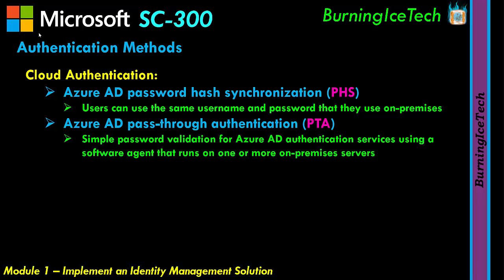So the simple password validation for Azure Active Directory authenticates services using a software agent that runs on one or more on-premises servers. It kind of reminds me of my wife whenever I go into a store and I want to buy something. It's my money, but I kind of find myself still phoning the wife to ask her permission. So it kind of reminds me of that. And a federation service is even more so, where I basically ask for like a second opinion, asking for permission.